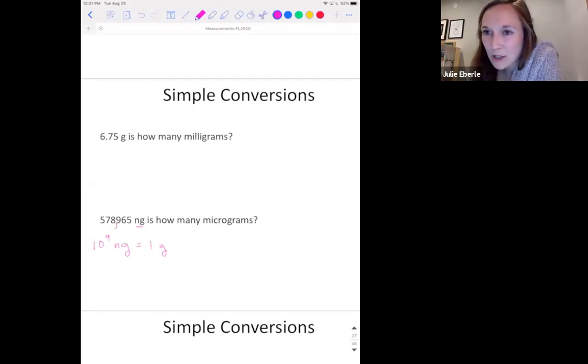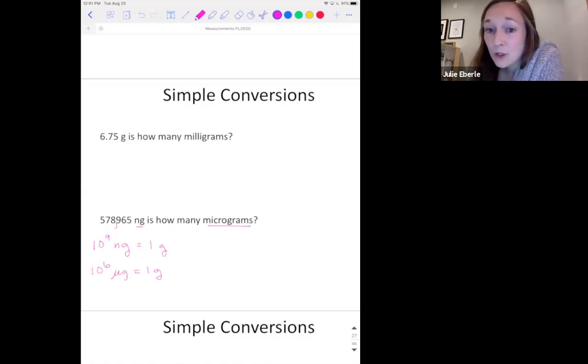Well, I don't have a relationship that lets me link directly to micro just yet, but I do know how many micrograms are in a gram. I know there's 10 to the 6th micro. Remember, micro is that funny looking U. Microgram is 1 gram. And I'm just pulling this information from one of those previous slides that had them listed out that we talked about earlier when we first introduced prefixes.